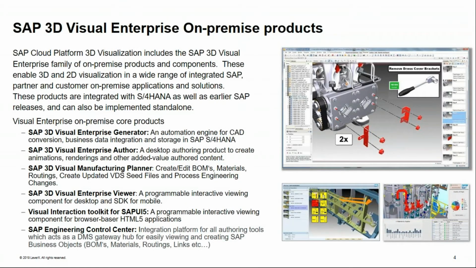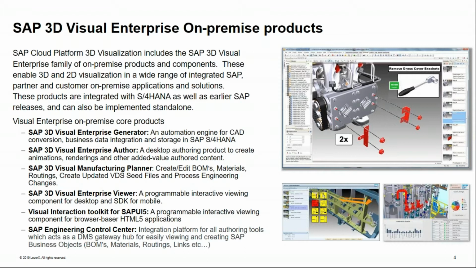So let's talk a little bit more about what are the SAP Visual Enterprise suite of on-premise products. Of course, we know SAP has a wonderful cloud platform, and many of these tools are available in the cloud. But for today's discussion and demonstration, we are going to be 100% talking about on-premise products. So the first product is called SAP 3D Visual Enterprise Generator, and we think of that as a scriptable automation engine for CAD conversions, business data integrations, and storage of digital twins in SAP, ECC, or S/4HANA. The next tool or application is called SAP 3D Visual Enterprise Author. This is a desktop authoring product to create animations, renderings, and add other value-added content to our digital twin data.